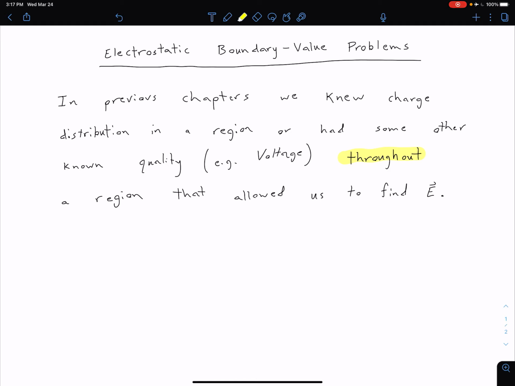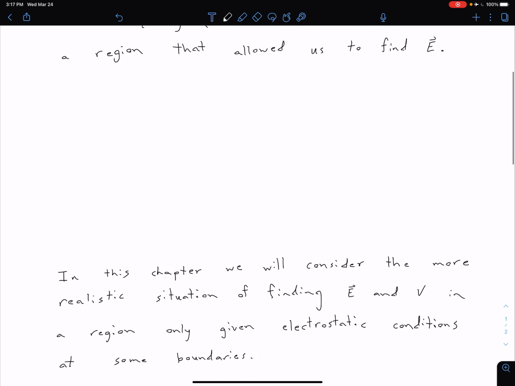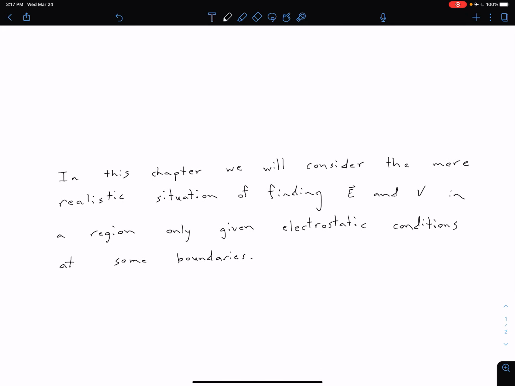And what that allowed us to do, whether we had the charge distributions or we had the voltage equation throughout the region, was find our electric field. And it turns out that that's not always what's going to be happening in a realistic application. So in this unit, we're going to consider the more realistic situation of finding our electric field and our voltage in a given region when we only have electrostatic conditions at the boundaries.